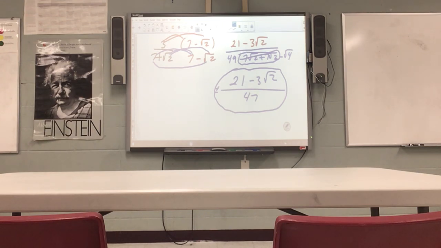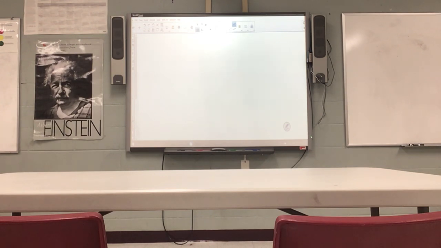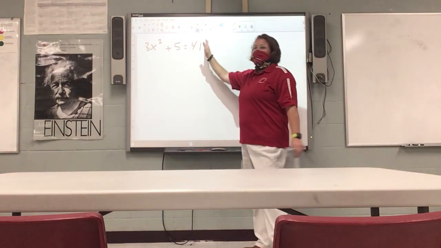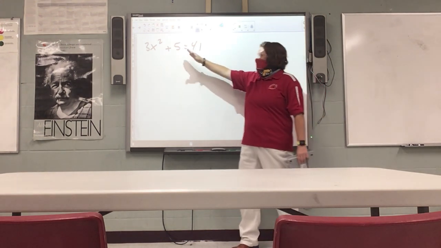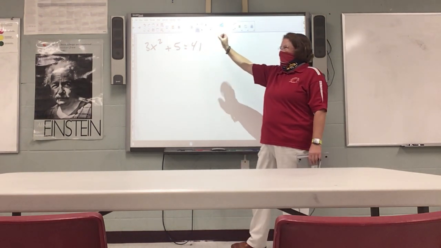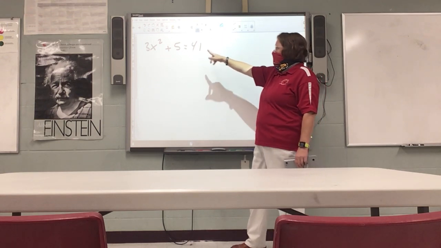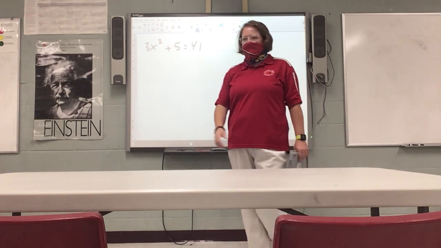Let's look at how this all goes together now because we need to make some sense out of it. So let's say I gave you 3x squared plus 5 is equal to 41, and I told you to solve. So up until today, we would have had to set this up for factoring. So y'all would have told me that I need to make it equal to 0, right? So I would have subtracted the 41. 5 minus 41, so I'd have 3x squared minus 36 equals 0.